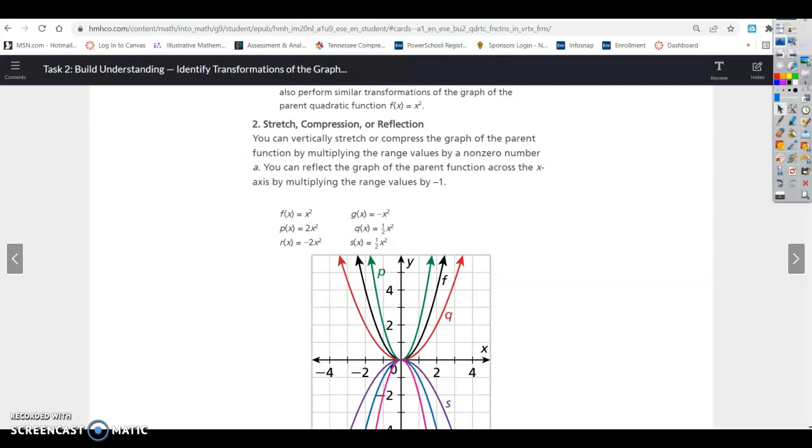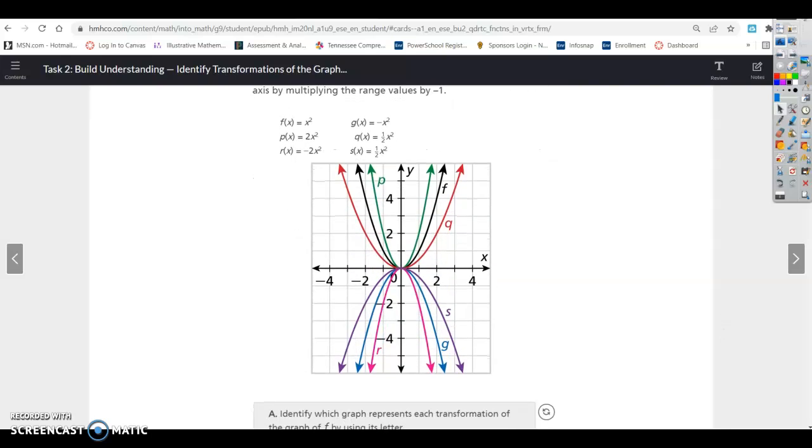You can vertically stretch or compress the graph of the parent function by multiplying the range values by a non-zero number a. You can reflect the graph of the parent function across the x-axis by multiplying the range values by -1. Alright, so it gives you several functions here. F of x is your parent function. You can see that is the parabola in black.